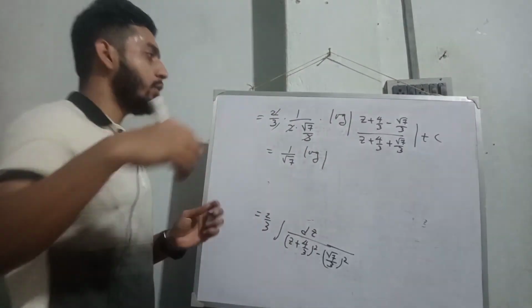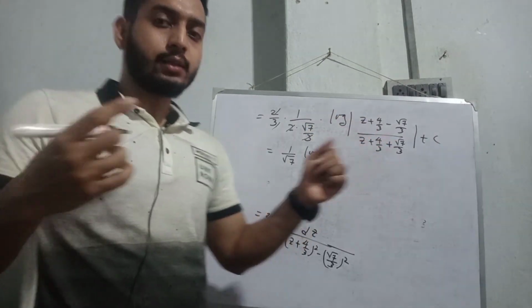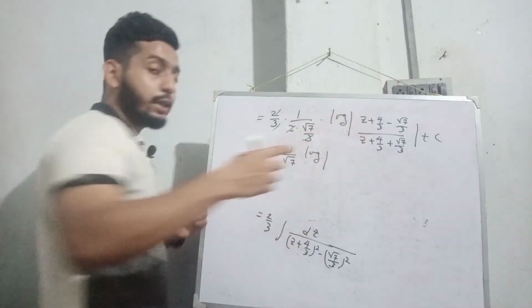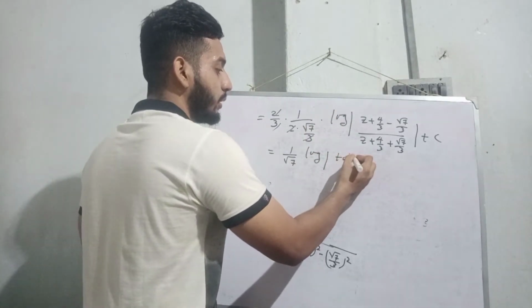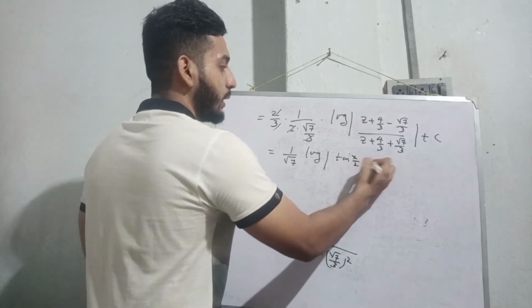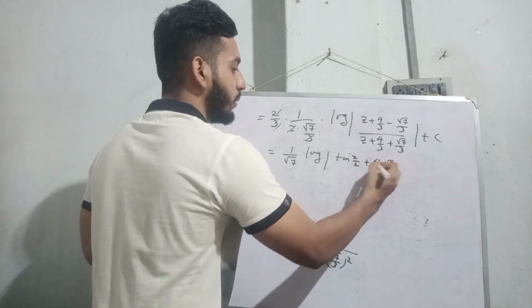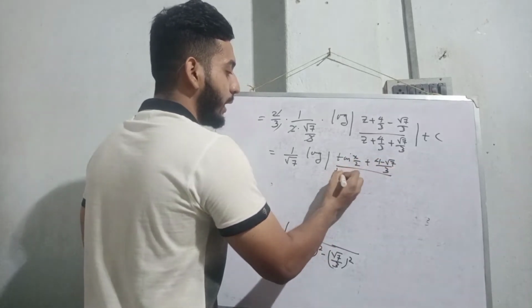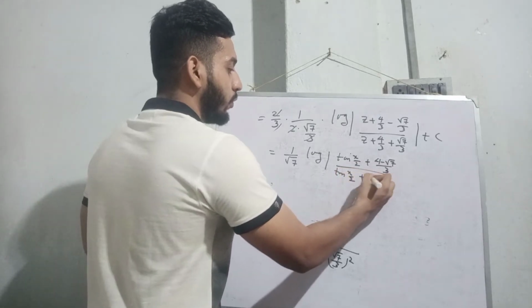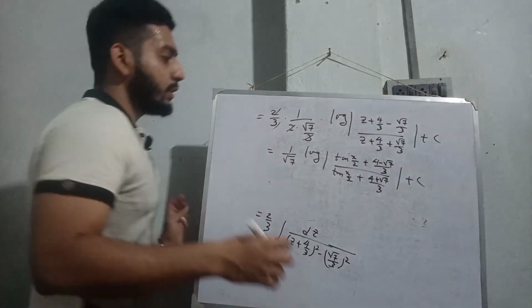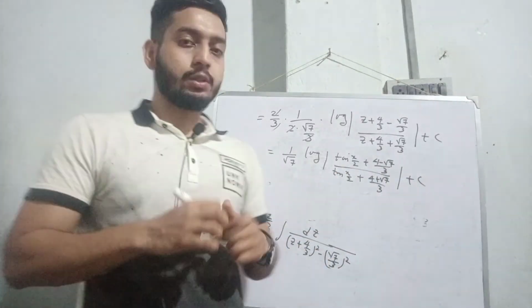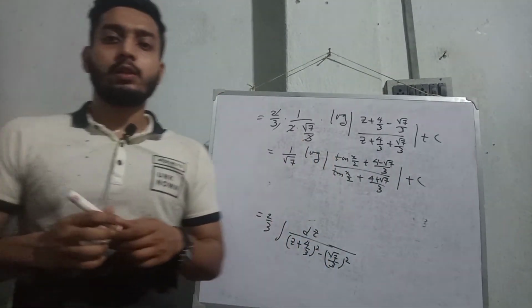Now substitute the value of z. We know z is, sorry, z is tan x by 2. Now putting the value of z here, it will become tan x by 2 plus 4 by 3 minus root 7 by 3, divided by tan x by 2 plus 4 by 3 plus root 7 by 3, plus c. So this will be the answer of integration of dx by 3 plus 4 sin x.